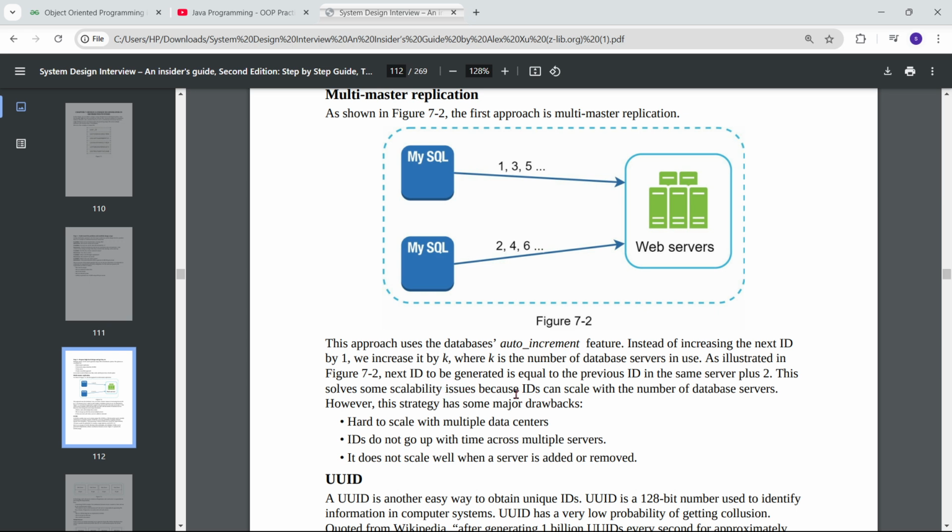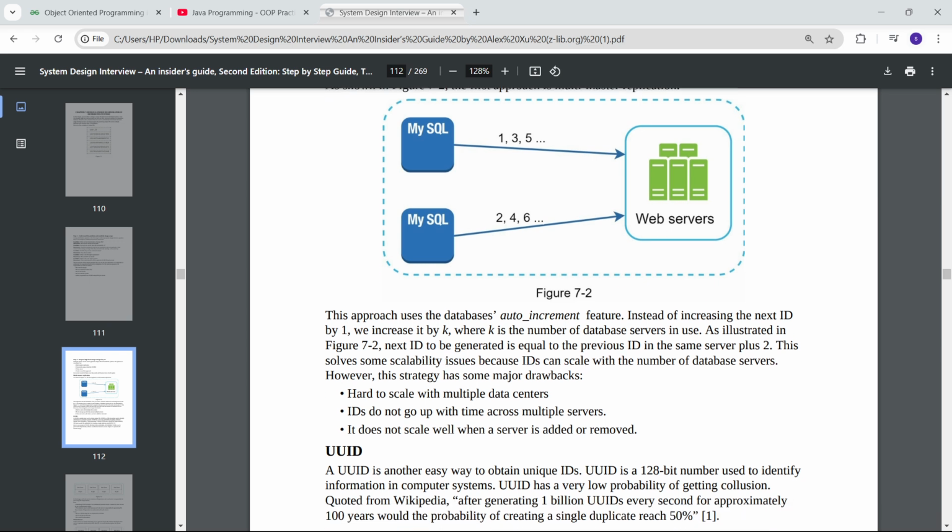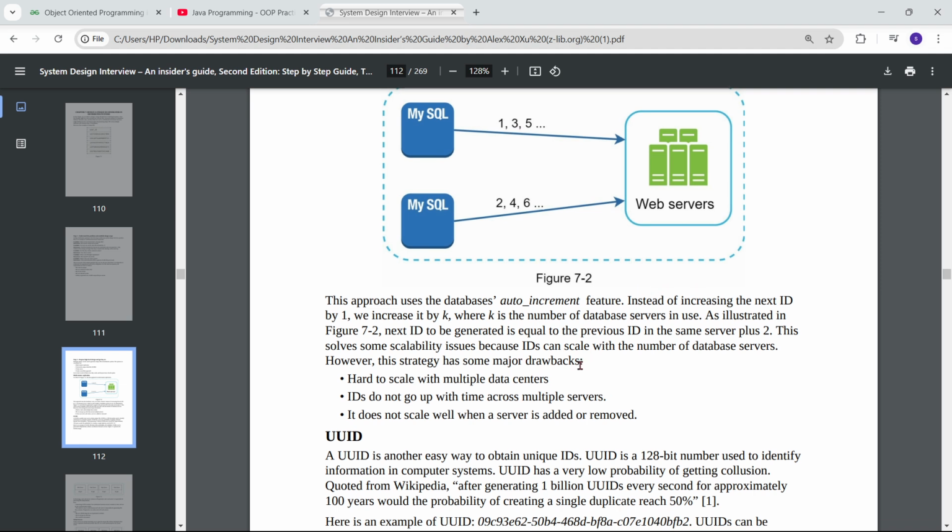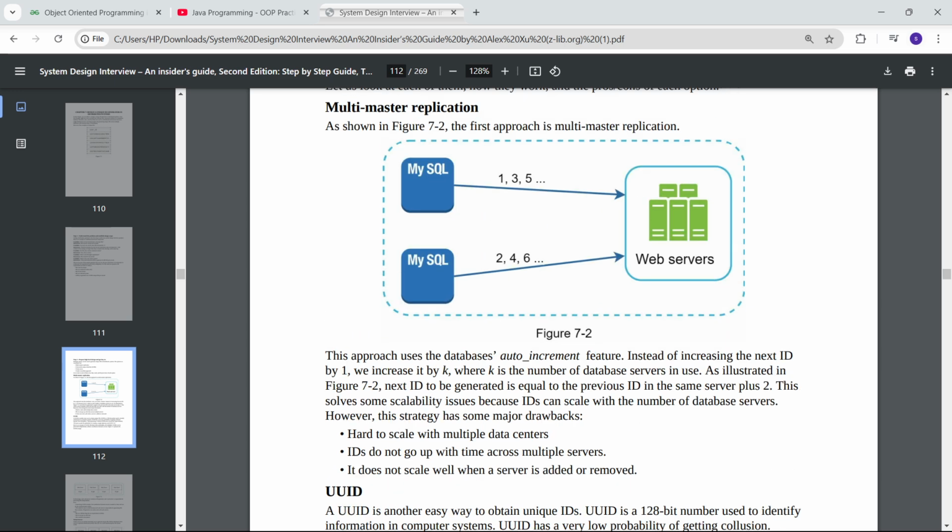This solves some scalability issues because IDs can scale with the number of database servers. However, this strategy has major drawbacks. Hard to scale with multiple data centers. IDs do not go up with time across multiple servers. It does not scale well when a server is added or removed.